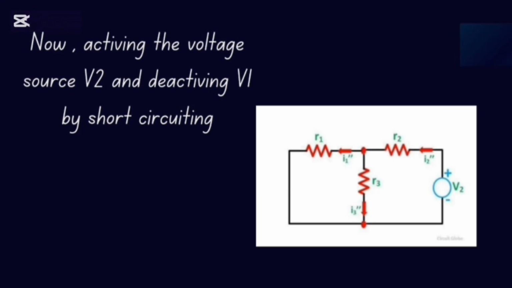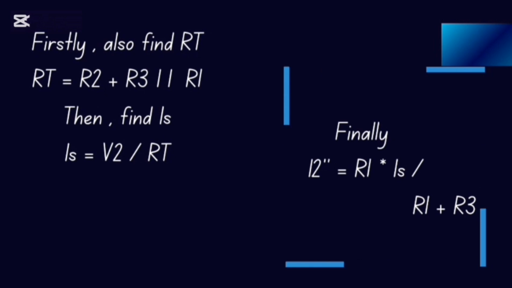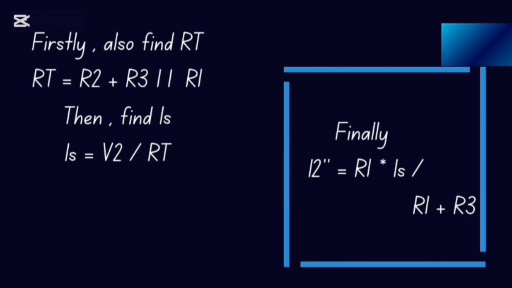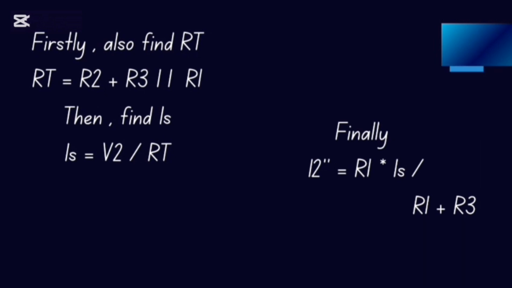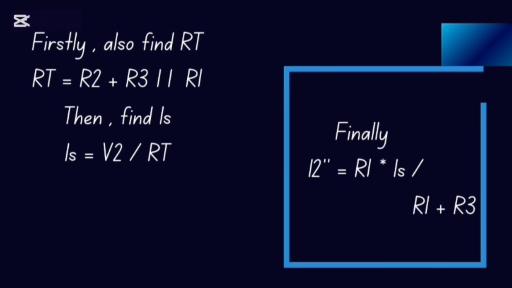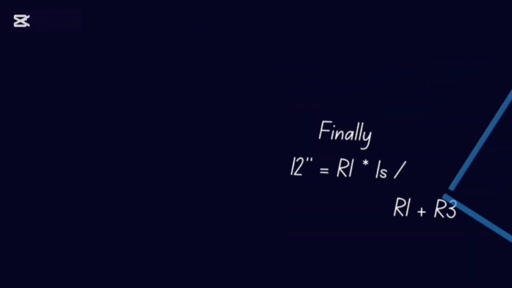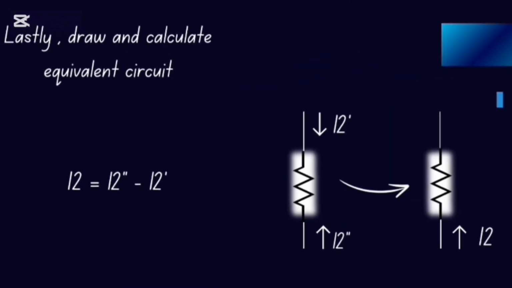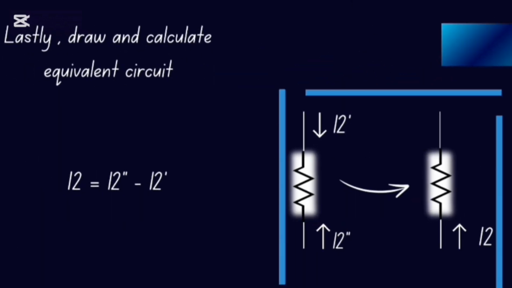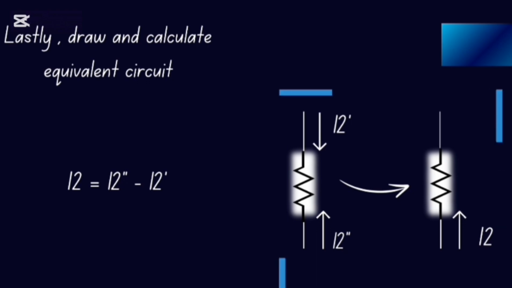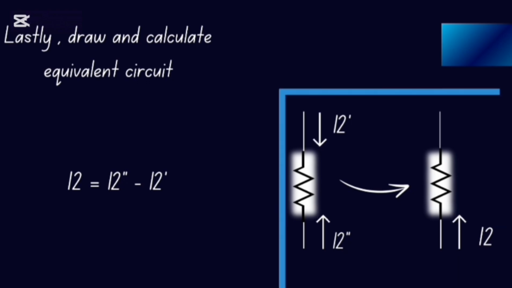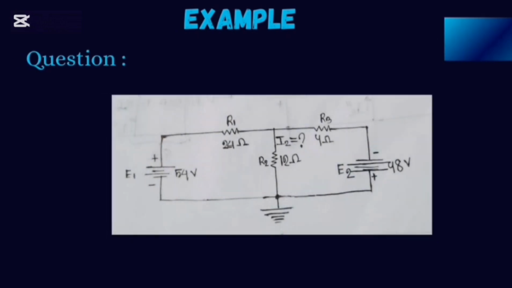Now activate the voltage source V2 and deactivate V1 by short circuit. Firstly, we also find RT equals R2 plus R3 divided by RL. Then find IS equals V2 divided by RT. Finally, I2 equals RL times IS divided by R1 plus RT. Now draw the equivalent circuit. I2 equals I2 prime minus I2 double prime. Here is the circuit, and then the topic is example.